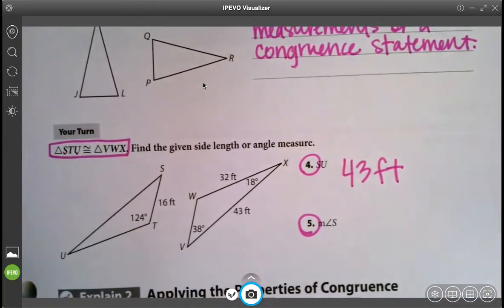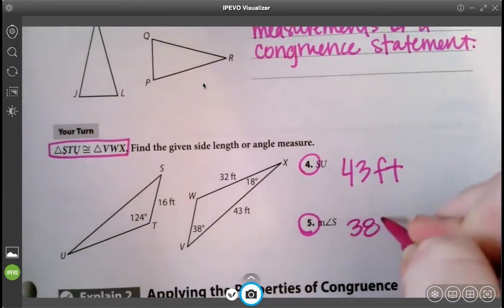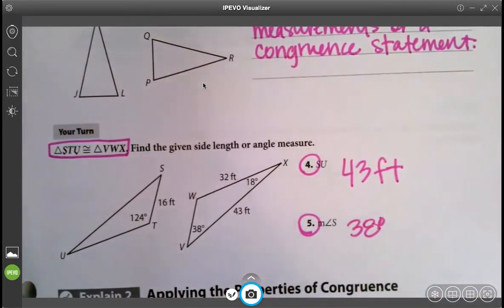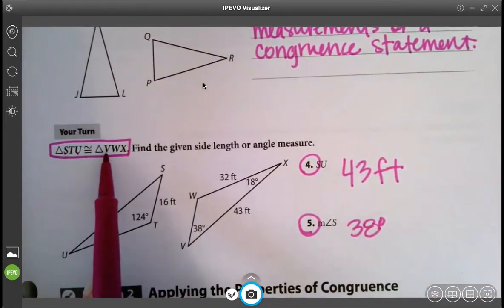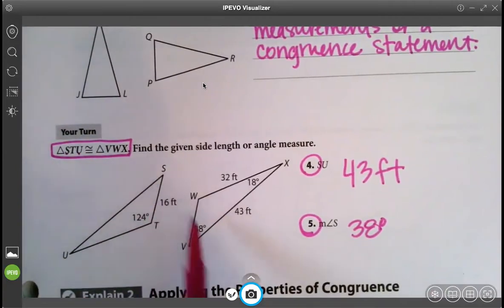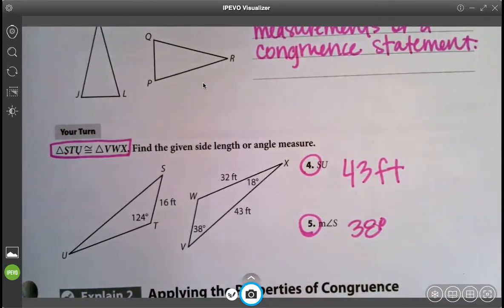Okay. What about angle S? Very good. Oops, degrees. Same thing. Angle S is the first letter. Angle V is the first letter. So S must be whatever V is. V is 38. All right.